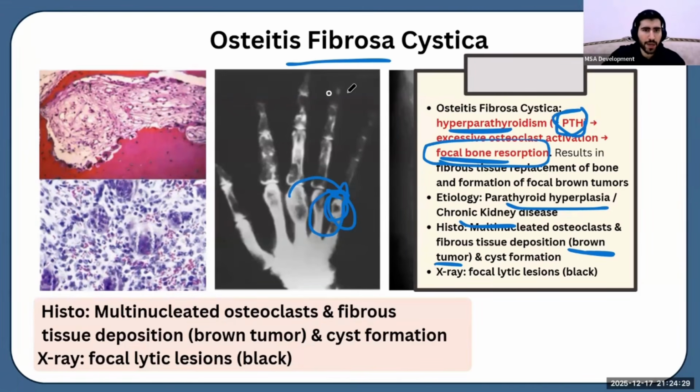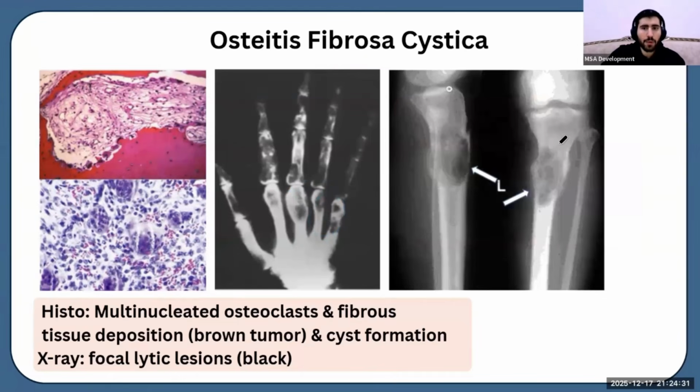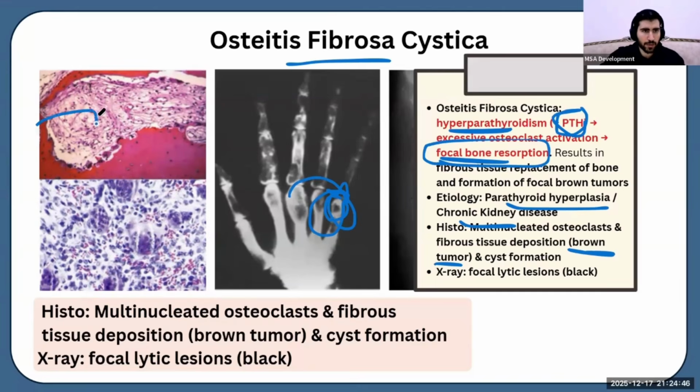So if we looked on an X-ray for osteitis fibrosa cystica, we will have a focal bone resorption. It's just in a specific place. If we looked on the histology, we have multinucleated giant cells, which are osteoclasts. And we will have what we call brown tumor, which is a deposition of a lot of collagen instead of bone. So this is bone, but here it's not bone, it's full of collagen. So that's brown tumor. So that's osteitis fibrosa cystica.